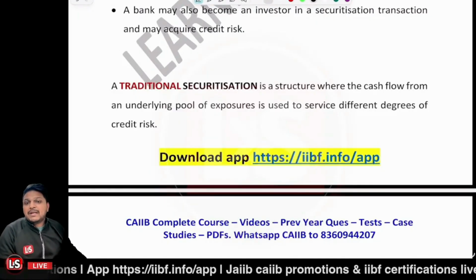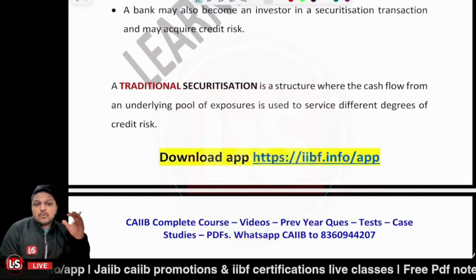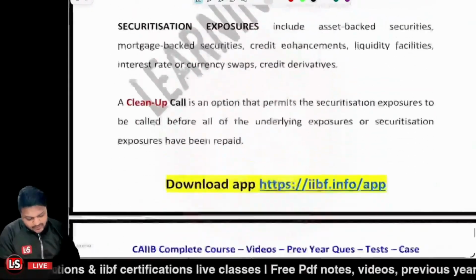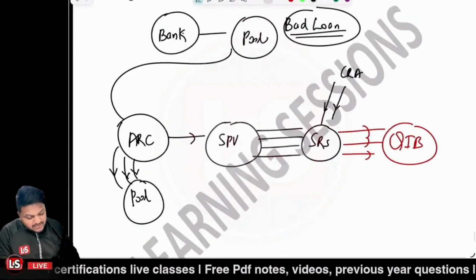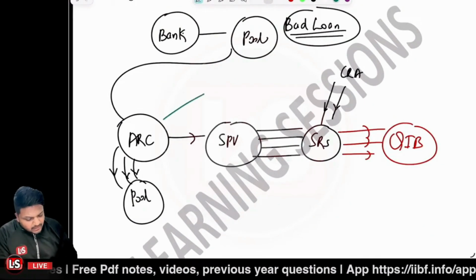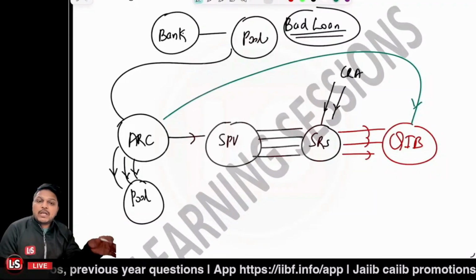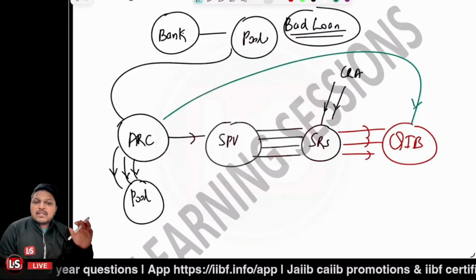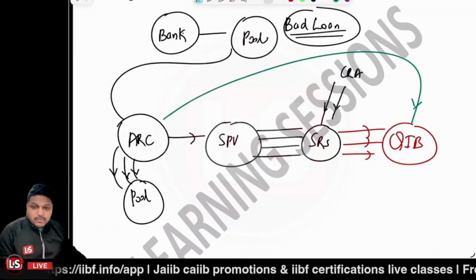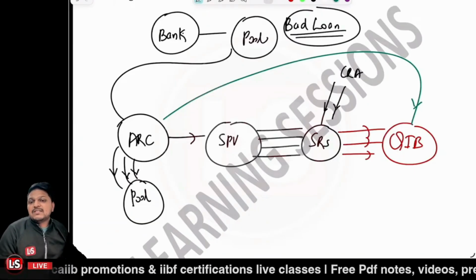So when we're talking about traditional securitization, the cash flow from the underlying pool of exposures is used to service the investors. The investors, like the QIBs who have invested the money into it, whatever recovery is made from the loan pool accounts will be transferred to these QIBs. And credit risk is redistributed into tranches, and there could be different tranches for it. It could be the senior tranche, the mezzanine tranche. Different tranches can be there.